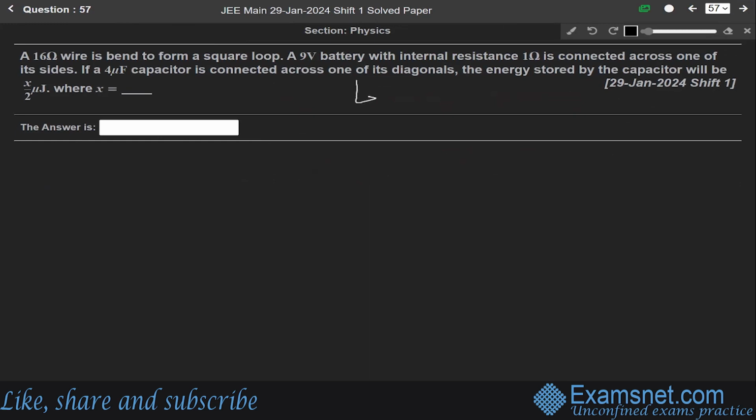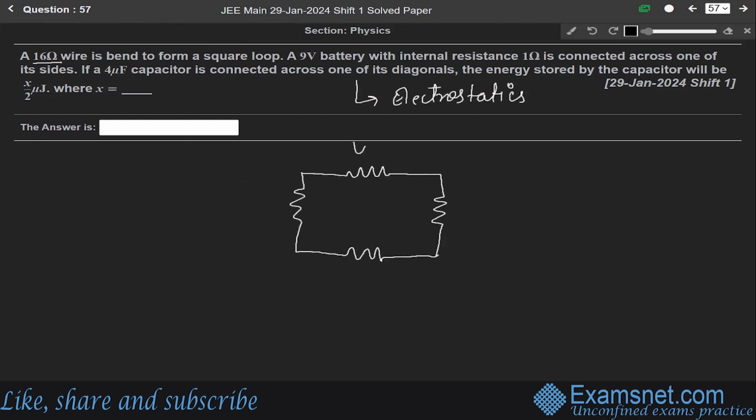So this question is from the chapter of electrostatics. According to this question, a 16 ohm wire is bent in the form of a square. So 16 ohm wire means 4 ohm, 4 ohm, this 4 ohm, and this is also 4 ohm. So 16 ohm, plus a 9-volt battery.